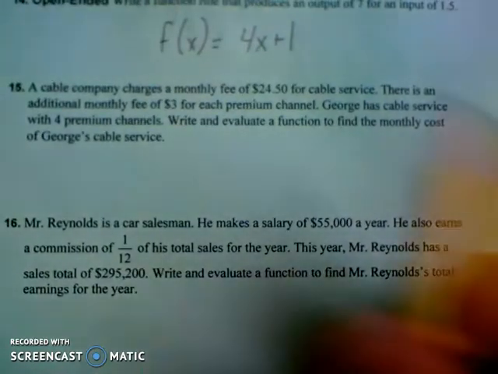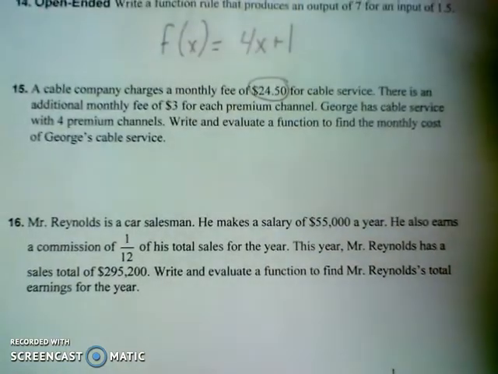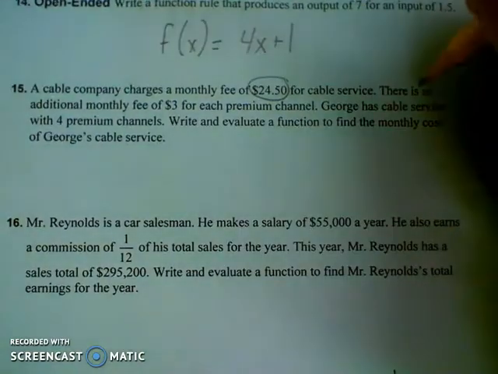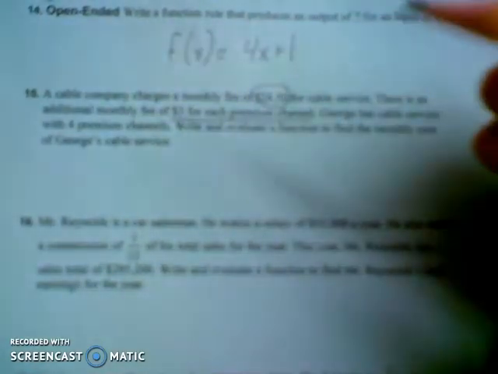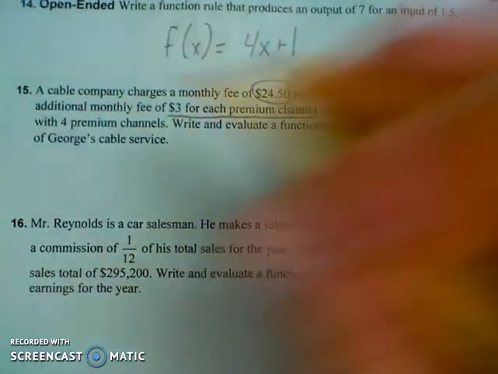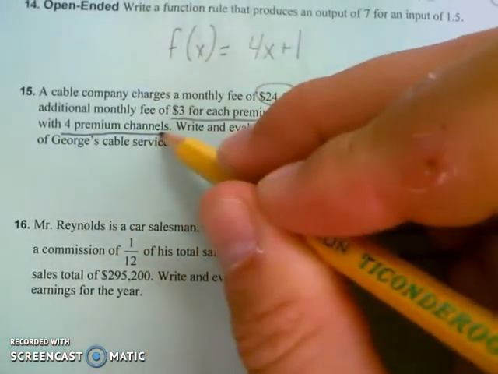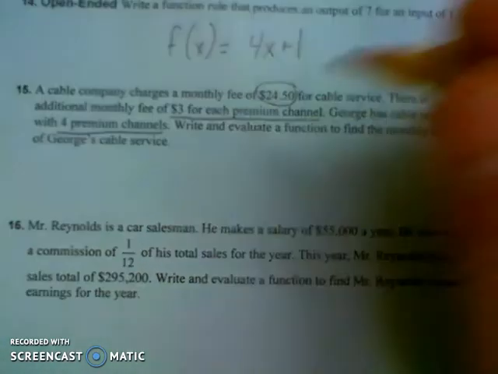Number 16, a cable company charges a monthly fee of $24.50 for cable service. There is an additional cost of $3 for each premium channel, which is most TV channels now. I think they're more like $6 or $7. George has a cable service with 4 premium channels. Write an evaluated function to find the monthly cost of George's cable service.